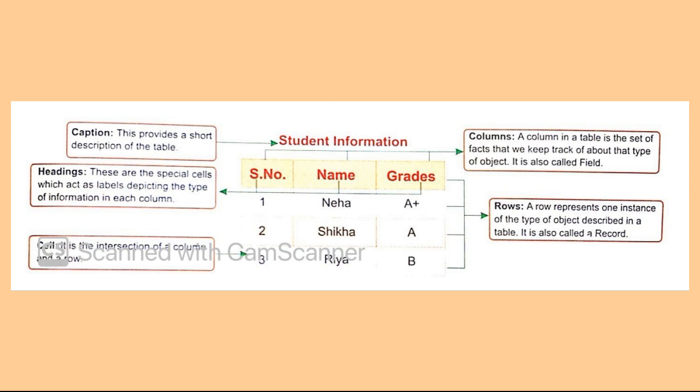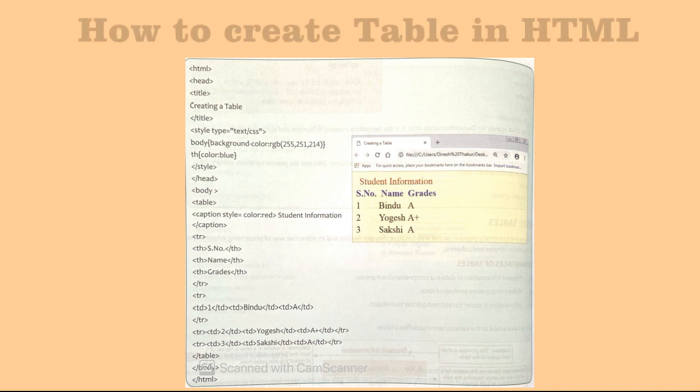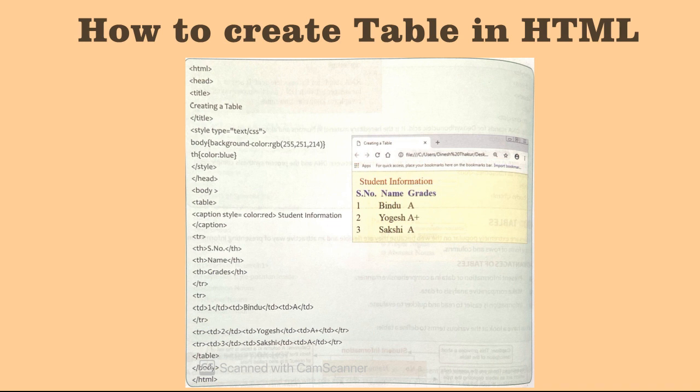Now let us have a look at the various terms to define a table. On your screen you can see one image. Just have a look. Now we'll understand how to create a table in HTML. To create a table in HTML, the table tag is used. Each table begins with the angle bracket table and ends with the angle bracket /table tag. On your screen you can see the example, how it really opens and closes.